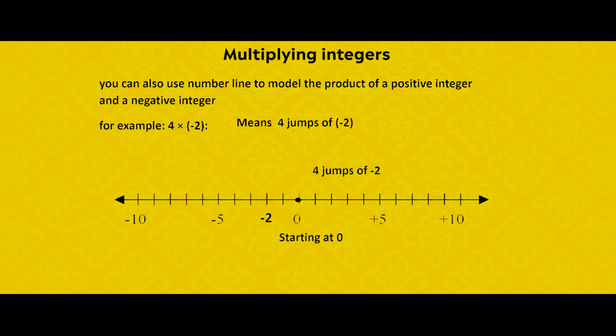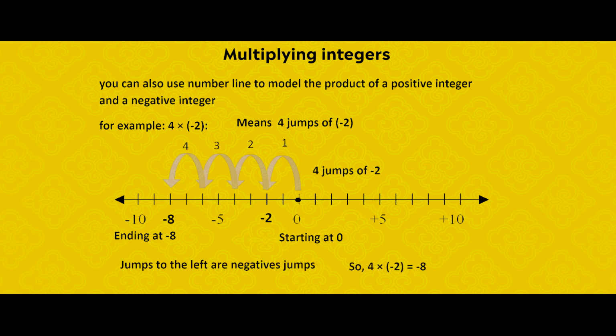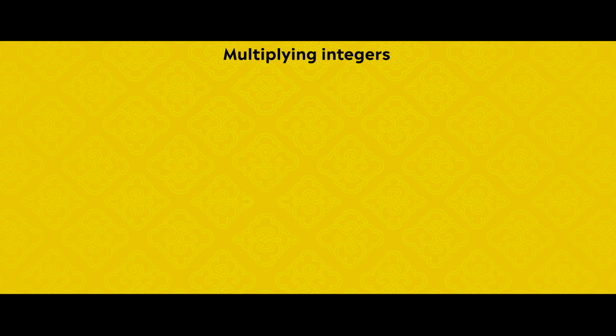So, we will start with the 0. Then, on the number line, let's find out where negative 2 is. Now, make one jump of 2. Then, another jump, and another jump, and we reach negative 8. Now, let's count how many jumps we took. 1, 2, 3, 4. So, 4 jumps of negative 2. So, we can say 4 times negative 2 is negative 8. Jumps to the left are negative jumps.